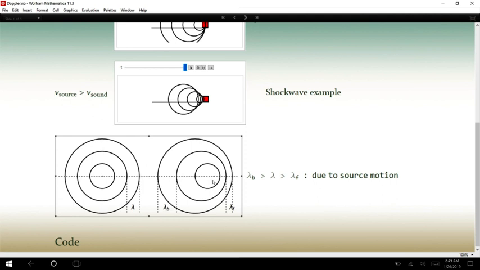And as you can see, if the source moves toward the observer, the new wavelength is smaller, and hence the frequency is larger, because remember, the wave speed is the same. So frequency and wavelength are inversely related to each other. And on the backside, where the observer is stationary but the source is moving away from the observer, there the wavelength increases and hence the frequency decreases.